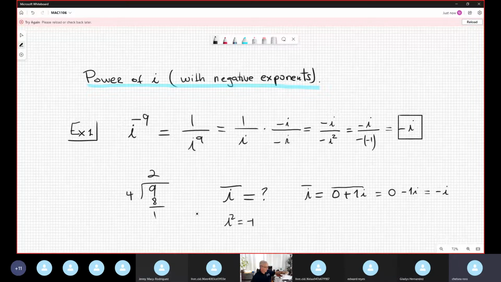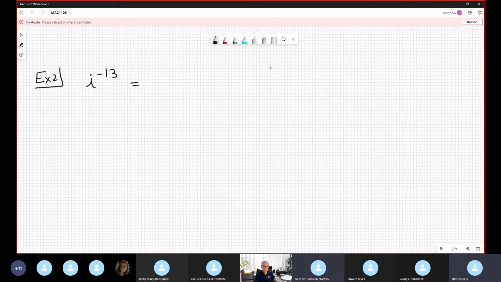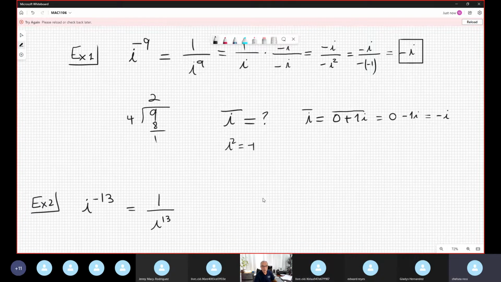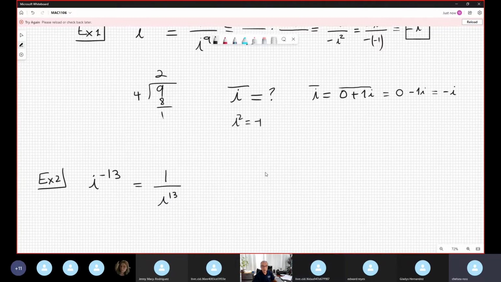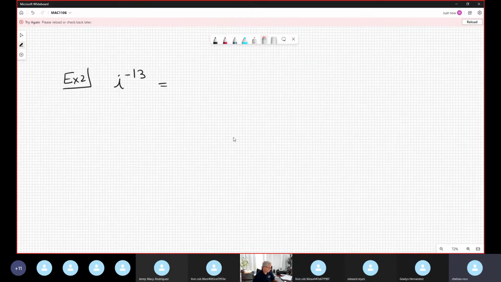Yes. Let's practice using negative exponents. 2 more examples. i to the negative 13. Example 1. What happened with example 1? Come on, I don't understand your point very well. Help me. How do you face this problem? Negative exponent. Help me, I need help.